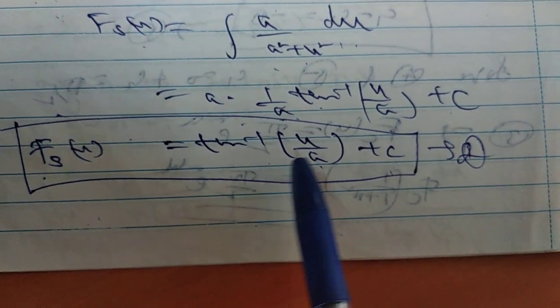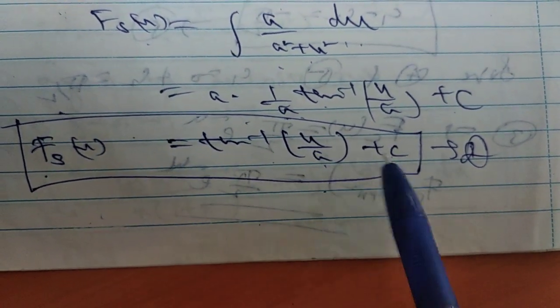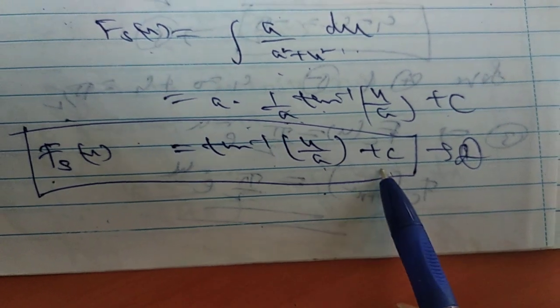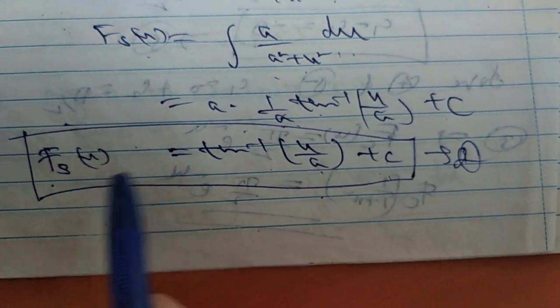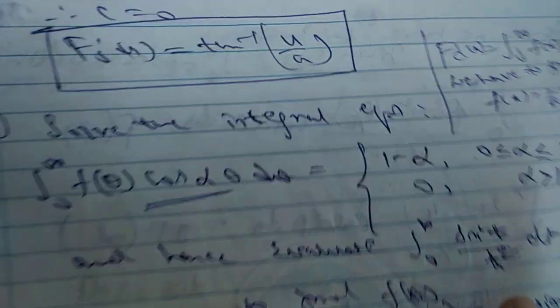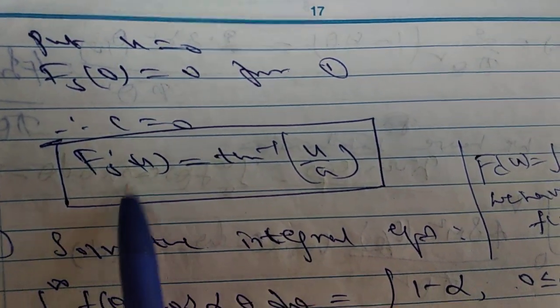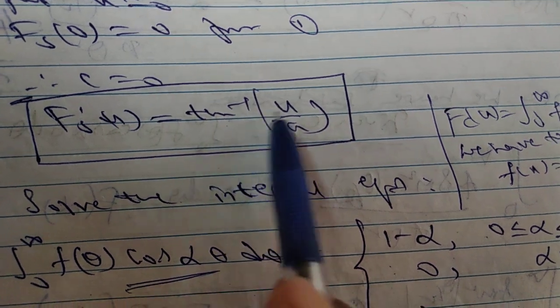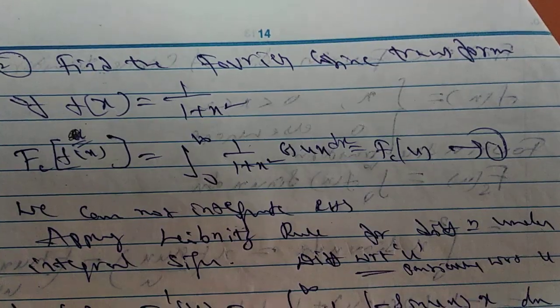Here, tan inverse of 0 is 0. Therefore c is equal to 0. When c is equal to 0, what is the answer? F of u is equal to tan inverse of u by a is the solution. So this is the final answer.